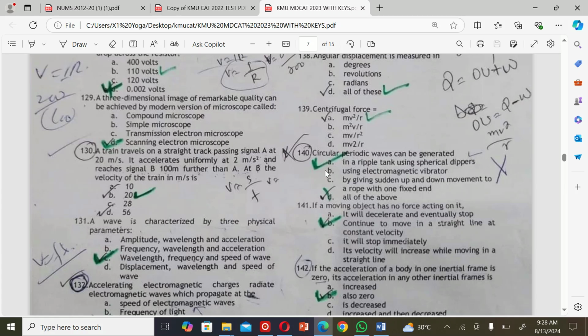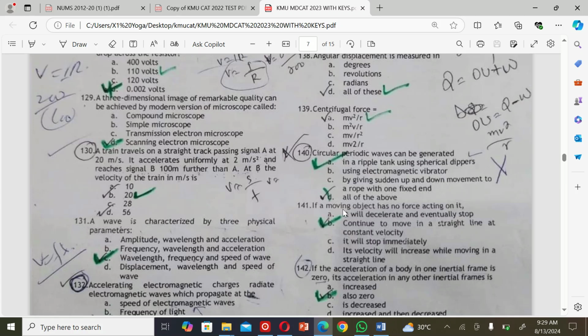The next MCQ is: circular periodic waves can be generated A. In a ripple tank using spherical dippers, B. Using an electromagnetic vibrator, C. By giving sudden up and down movement to a rope with one fixed end, and D. All of the above. So the correct option is A. In a ripple tank using spherical dippers.